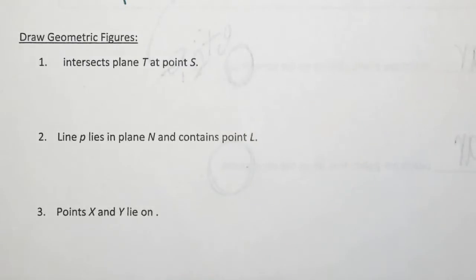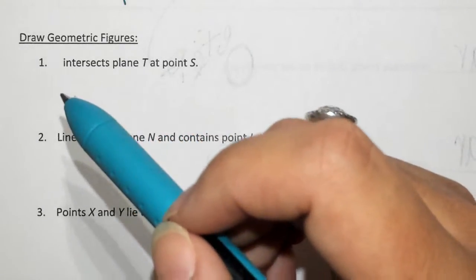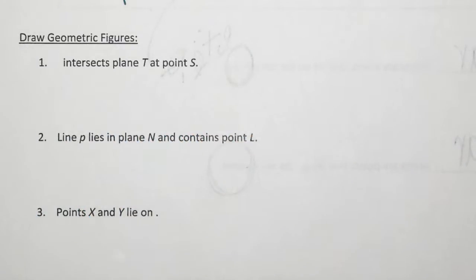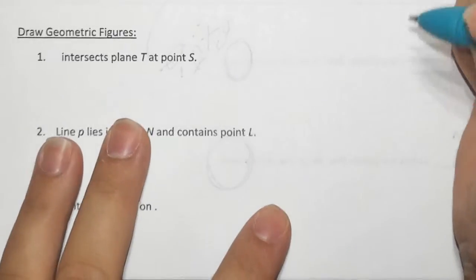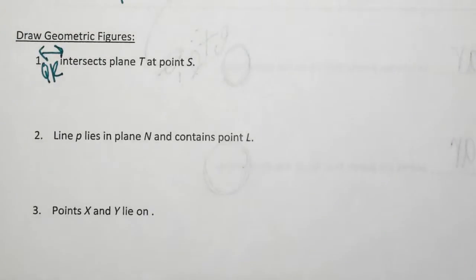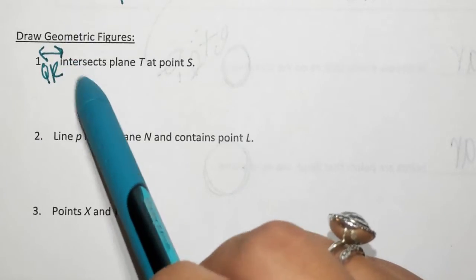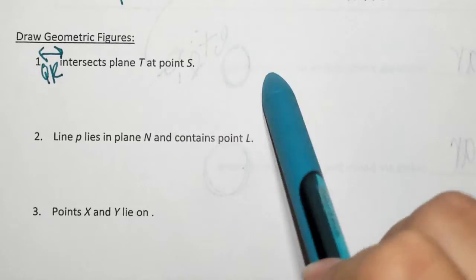Draw the geometric figures. So it tells us what it is, and we have to draw it. Are any of you good at drawing? You are, Shanti? Okay, I have to remember that. Okay, so number 1, here's the thing. When I printed these, the printer kind of made a boo-boo at some places, so you're going to have to fill in some information. Number 1, you're missing, in front of "intersects," there's supposed to be line QR. So we have a line QR that intersects plane T at point S.